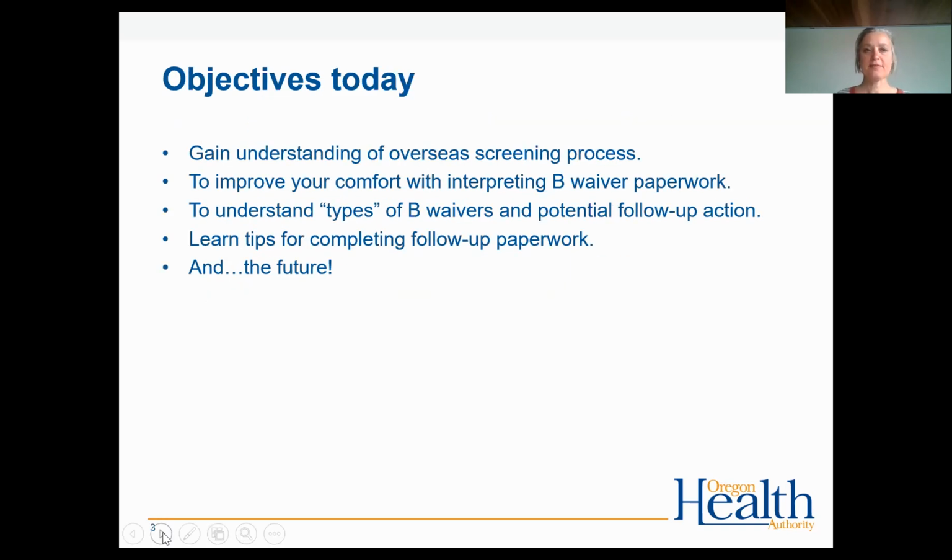So our basic objectives today are just to gain an understanding of what happens overseas with the immigrant before they come to the US, and then to try to improve your comfort with interpreting the B-Waiver paperwork, and then to understand the different types of B-Waivers that you might get and some potential follow-up actions, and then learn just some tips for completing the paperwork that needs to be filled out.